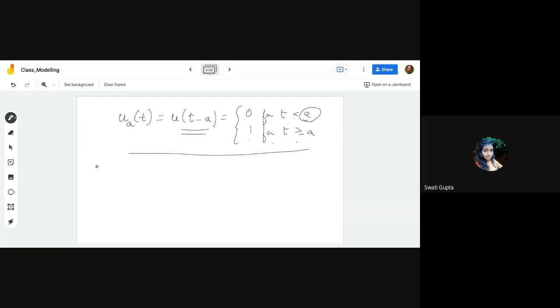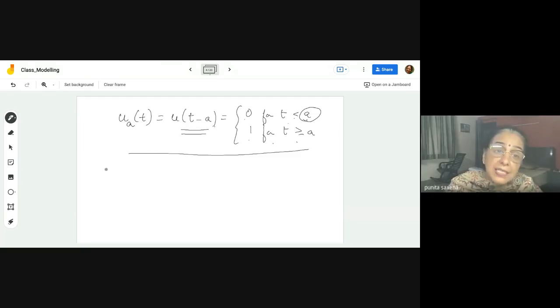Yes, ma'am. Right. So the last entry in that table, where f(t) is u(t minus a), that has been stated as a result, right? We did not derive it. So now if you derive it, it's basically nothing but the Laplace transform of u_a(t). Just try it yourself.